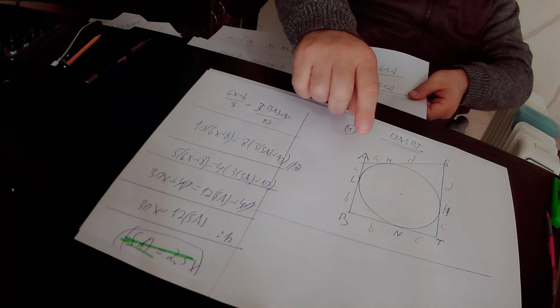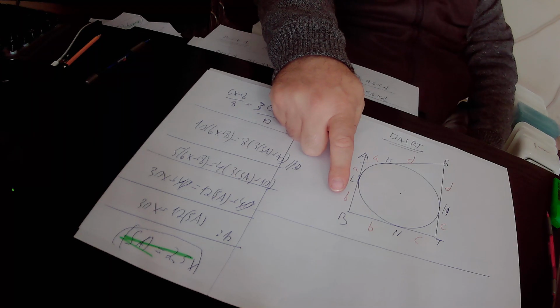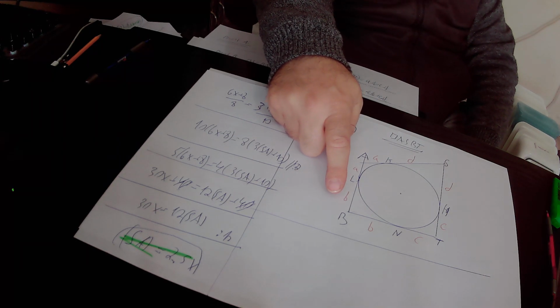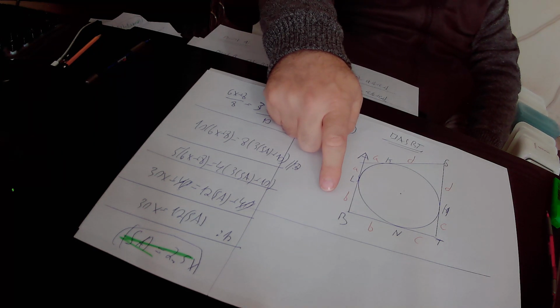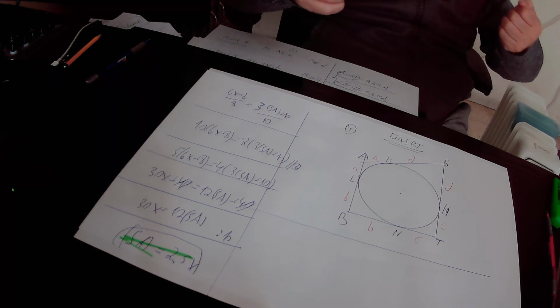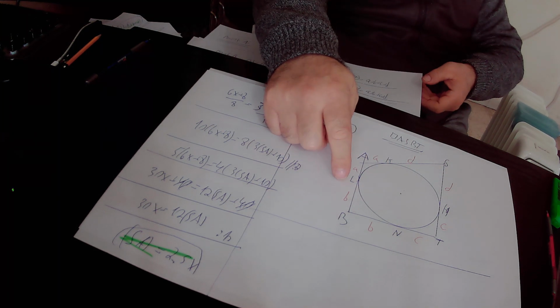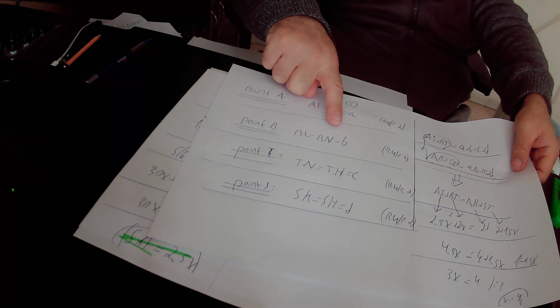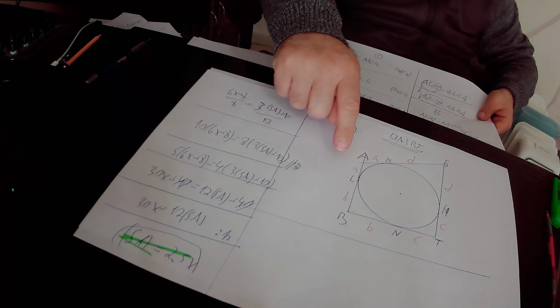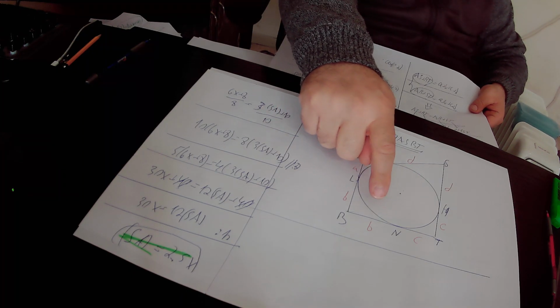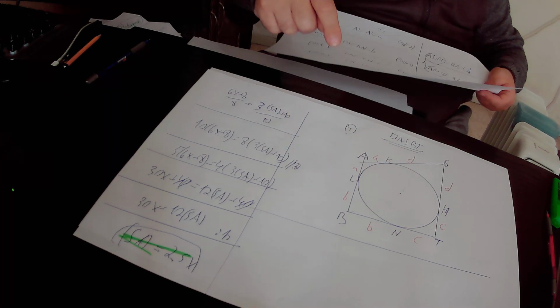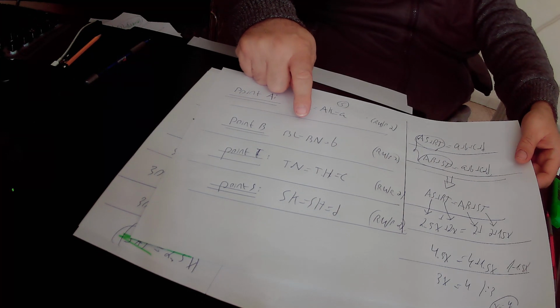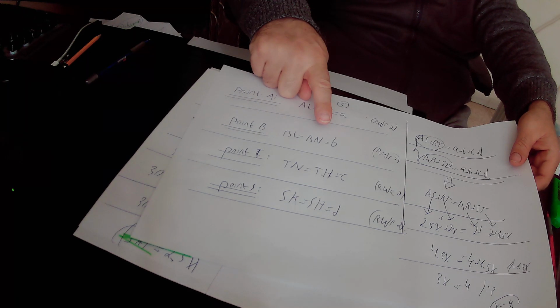Then we focus on the common side point, point B. On point B, we have two tangents to this circle, tangent BL and tangent BN. According to rule 2, they are equal to each other. That is to say, BL equals BN. So if we define the length of BL as B, then BN must also be equal to B. So in total, BL equals BN equals B.